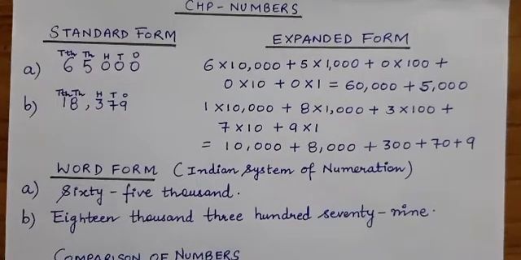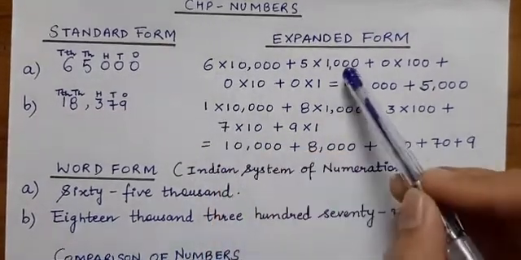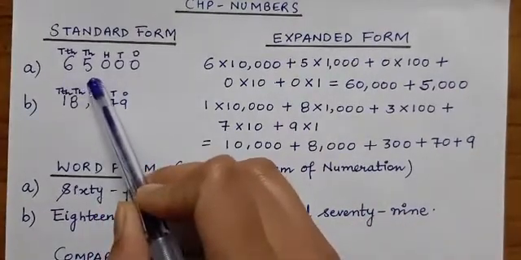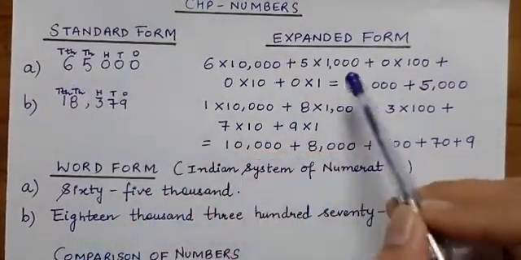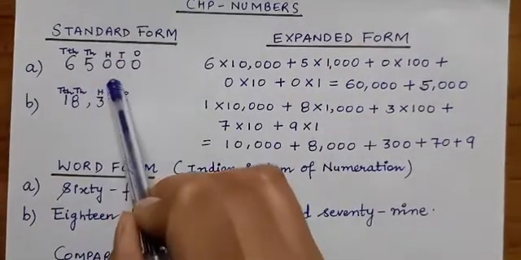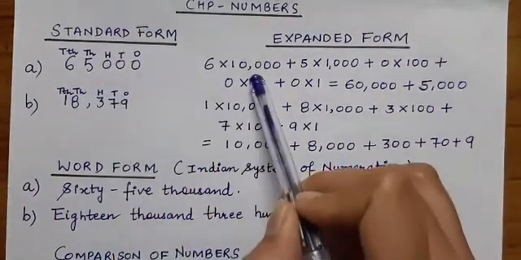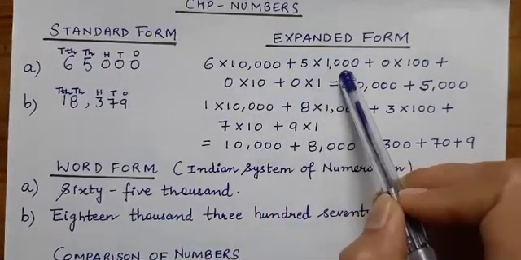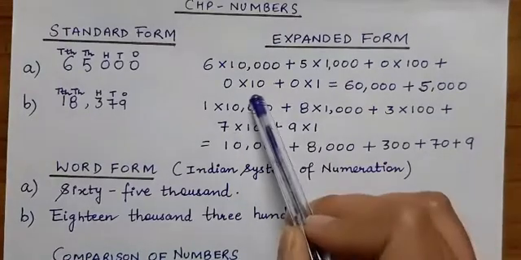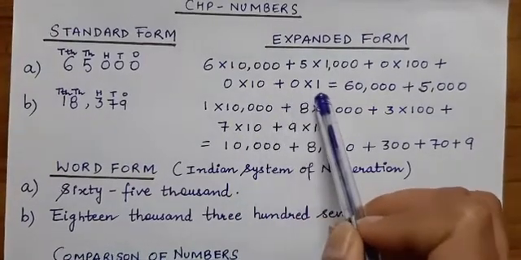So, there are two forms, standard form and expanded form. Standard form is like a number, and expanded form is like this. So 65,000 can be written as 6 into 10,000 plus 5 into 1,000 plus 0 into 100 plus 0 into 10 plus 0 into 1.